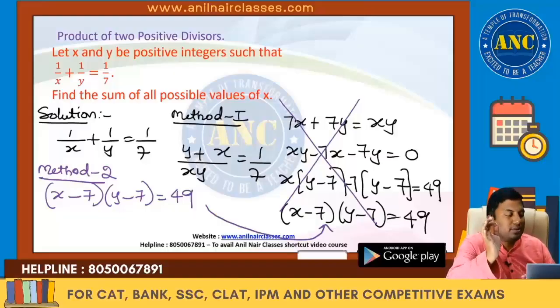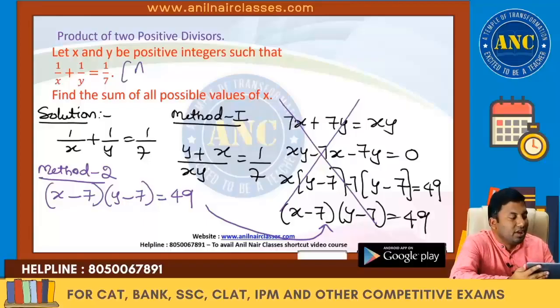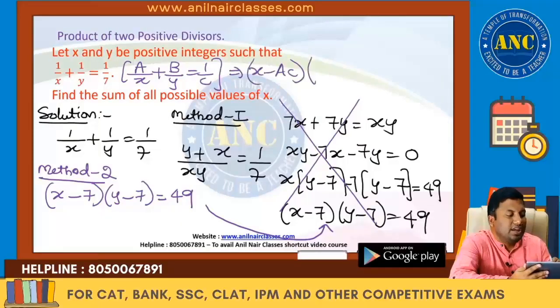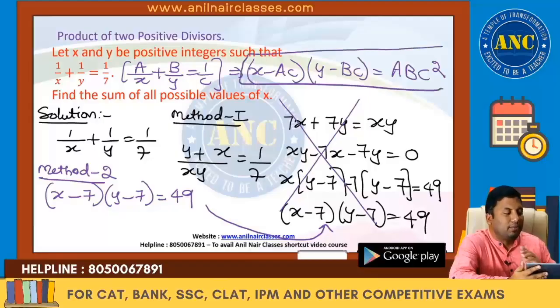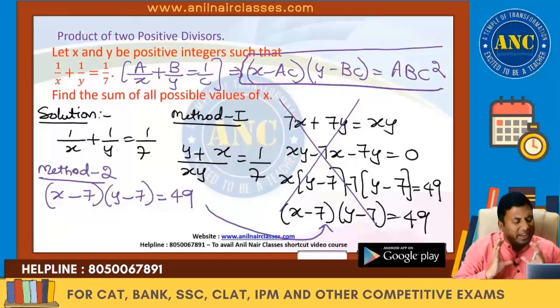Any question which is of the form a by x plus b by y equivalent to 1 by c, the answer is nothing but x minus ac into y minus bc equivalent to abc square. Extremely important. No need of taking the LCM of x and y, no need to write step wise and waste your time. I hope it is clear, right? I hope the proof is also clear. From here we will do one by one. So method 1 we are not going to use it.